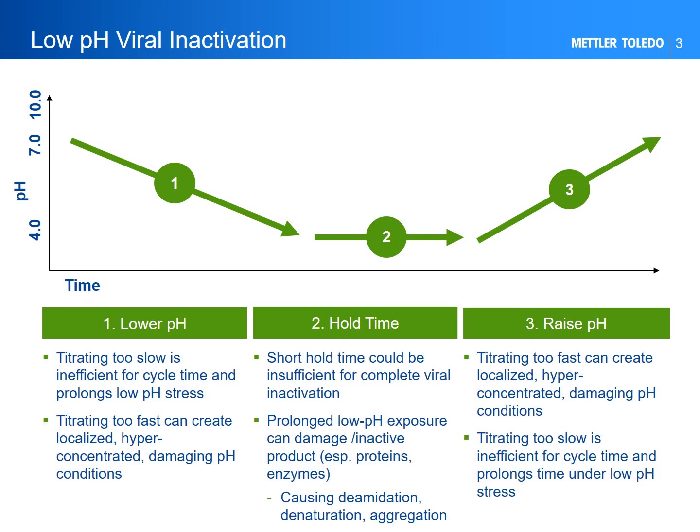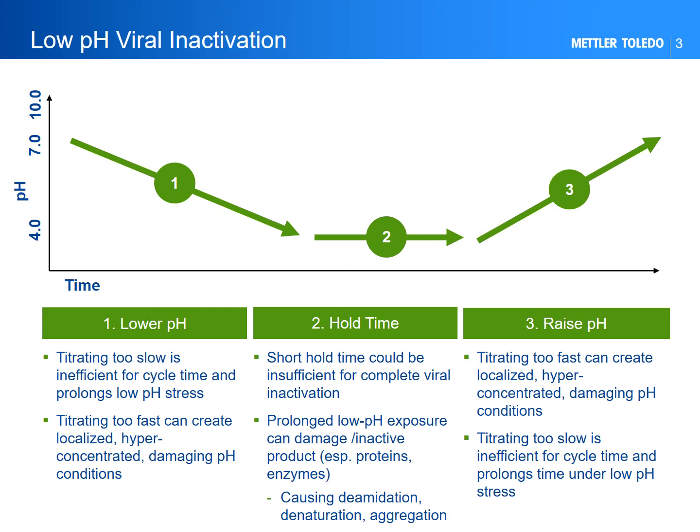A number of challenges surround this perceptively simple operation. Even in a manual viral inactivation process, there are approximate zones for optimal operation, but there are challenges to optimal operation and process development. For example, titrating too slow is both inefficient for cycle time and prolongs low pH stress conditions, while titrating too fast can create localized, hyperconcentrated regions of damaging pH conditions.